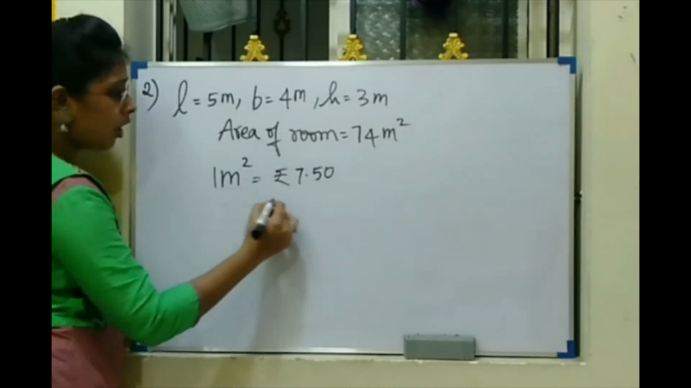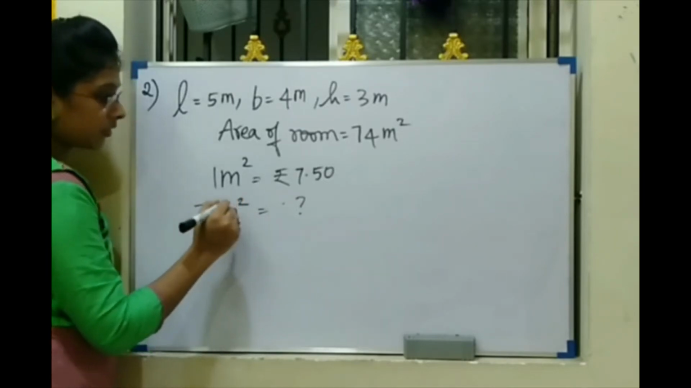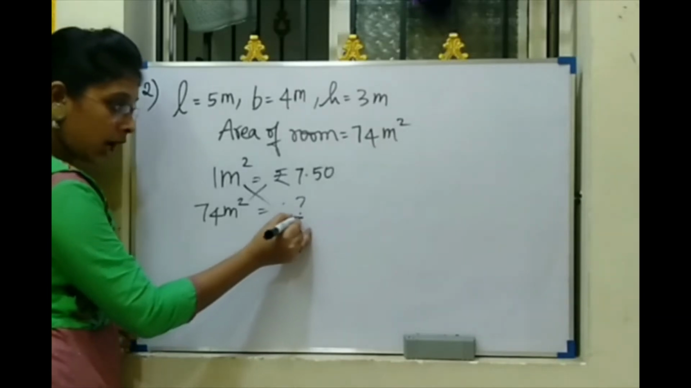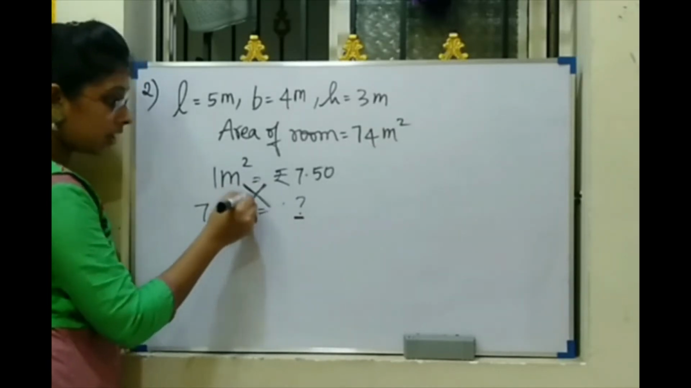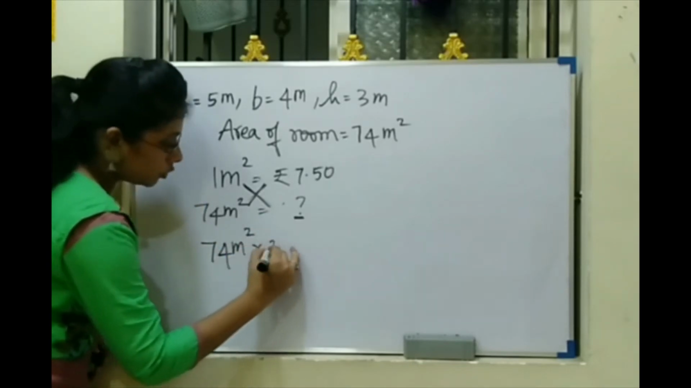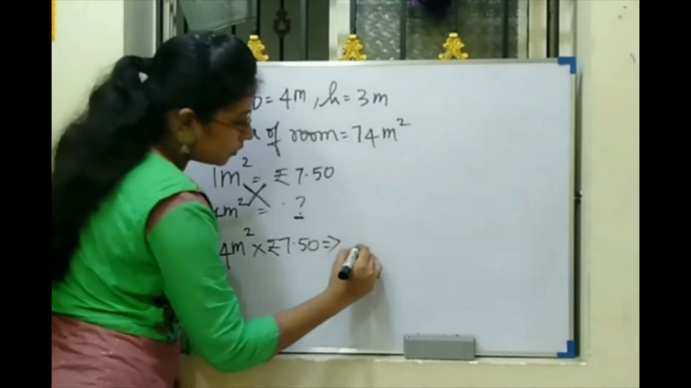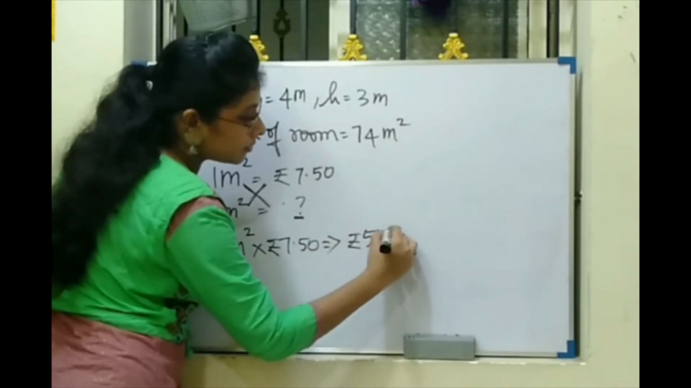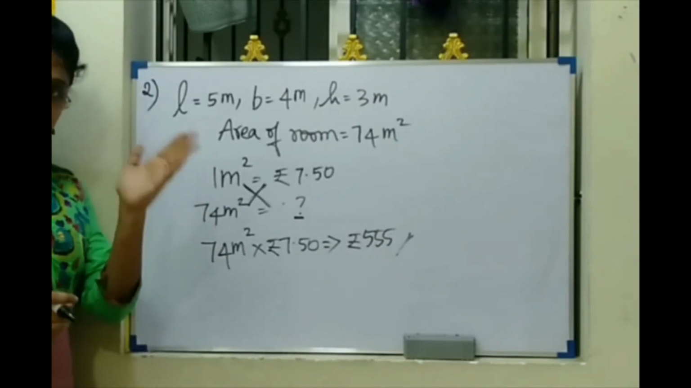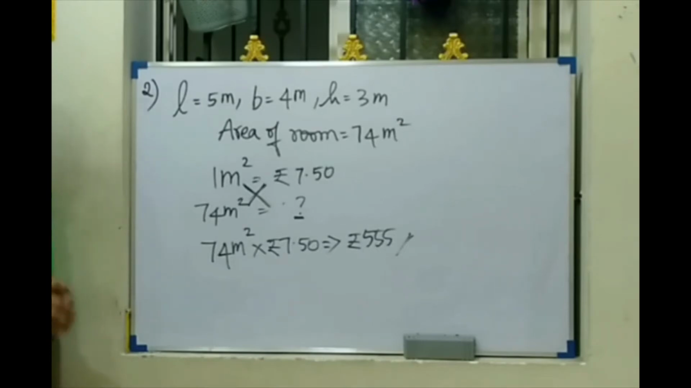And what will be for 74 meters square? Just cross multiply them, right? So to find the unknown factor, we have to cross multiply the known factors. That is 74 meters square into rupees 7.50 will give you the total cost, which is equal to 555. Therefore, the total cost for whitewashing the 4 walls plus ceiling will be rupees 555.